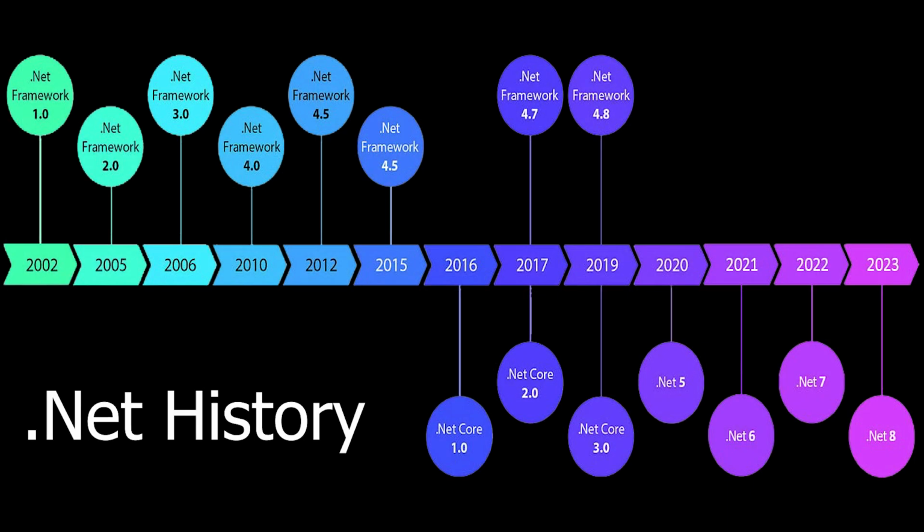Now, let's talk about the history of the .NET Framework. The first .NET was developed in 2002 as .NET Framework 1, and the latest version was released in 2019 as .NET 4.8. As you see, from 2016, Microsoft released another platform named .NET Core. The first release is .NET Core 1, and after .NET Core 3, they changed the name to .NET. The latest .NET is .NET 8.